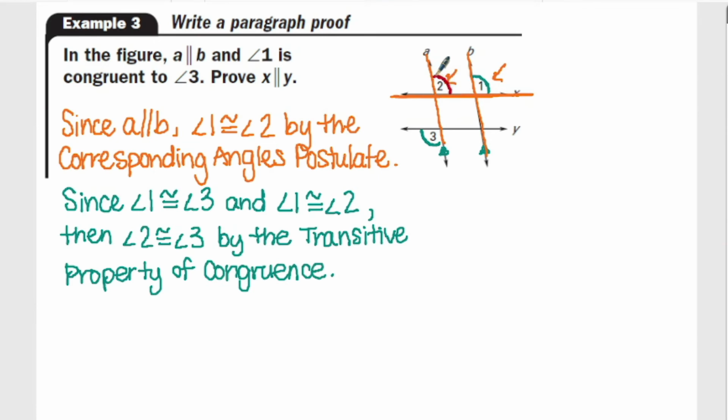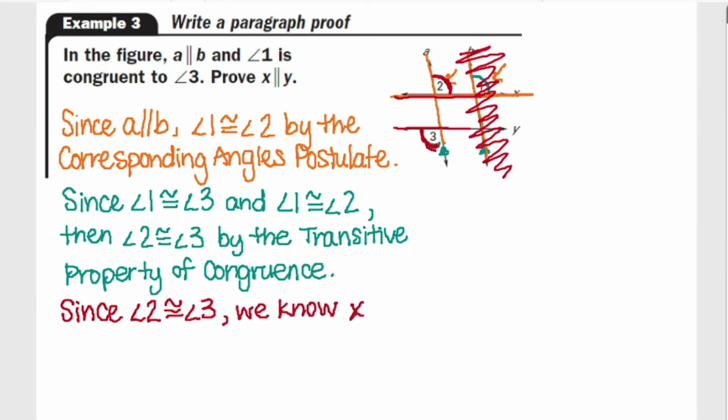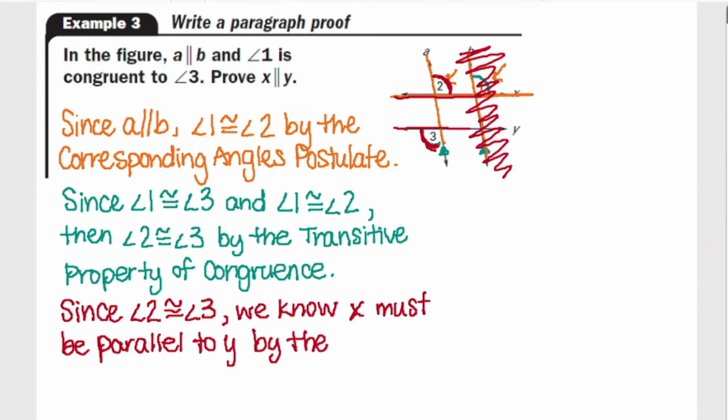Angle 2 being congruent to angle 3 is a big deal, because now we can sort of ignore line B altogether. Angle 2 and 3, we don't need to look at line B. If those two angles are congruent, can't we say that these lines, X and Y, are parallel to each other? But we have to back up every statement with a reason, a postulate or a theorem. How do we know that those lines are parallel?